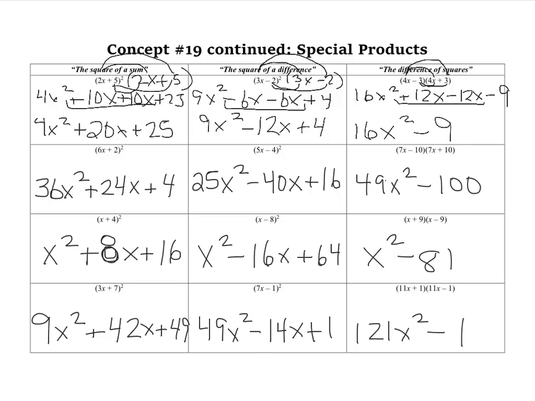And then with the square of a difference, the middle term is always going to be negative. In the square of a sum, it's always going to be positive. So now the last column, the difference of squares, what happens here? Well, we don't have a middle term. The middle term cancels out.